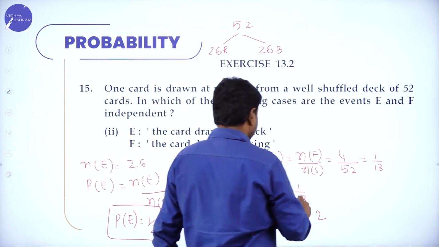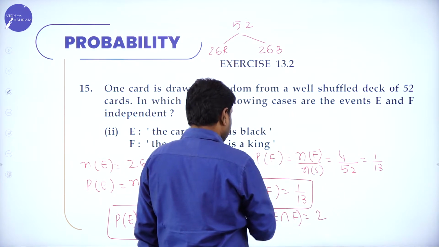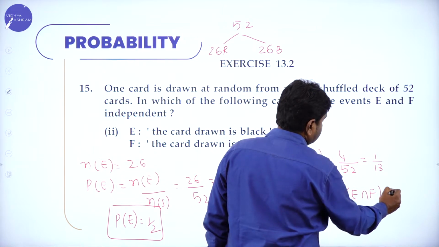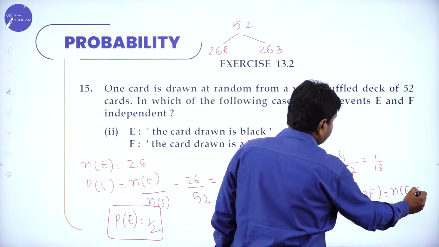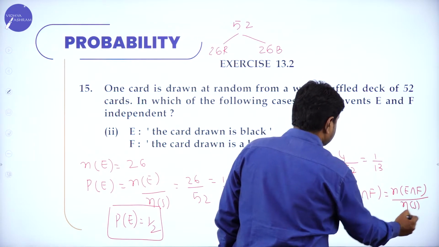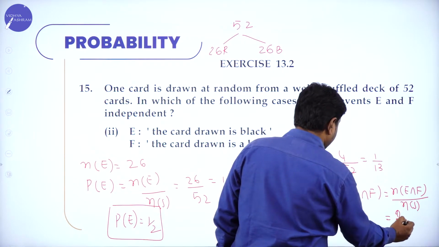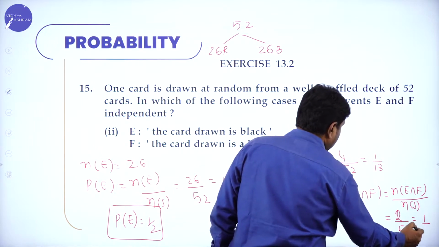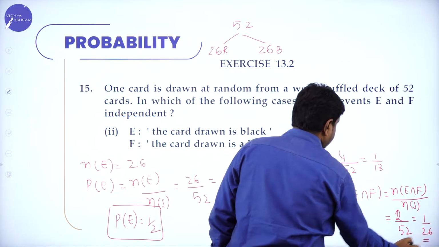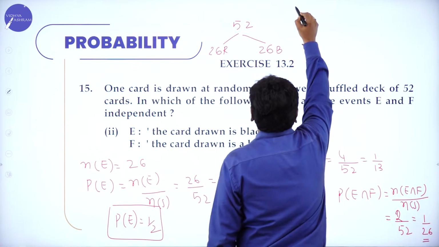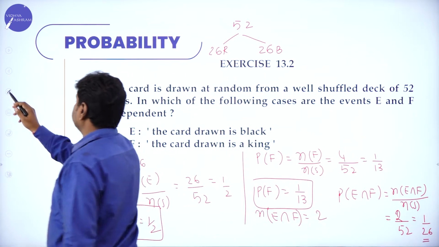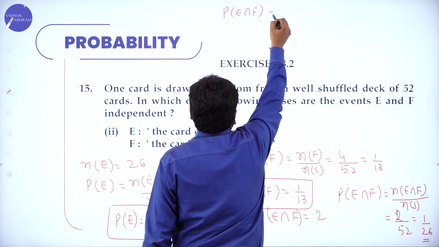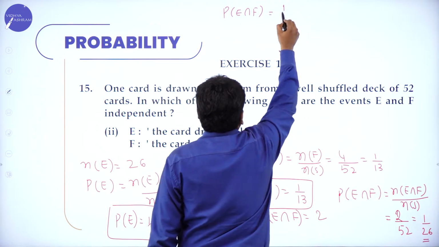So now P of E intersection F. Now you got P of F also. Now we'll go to P of E intersection F. P of E intersection F is N of E intersection F divided by N of S, that is 2 divided by 52. 2 by 52 is 1 by 26. So now we got P of E intersection F, that is 1 by 26.